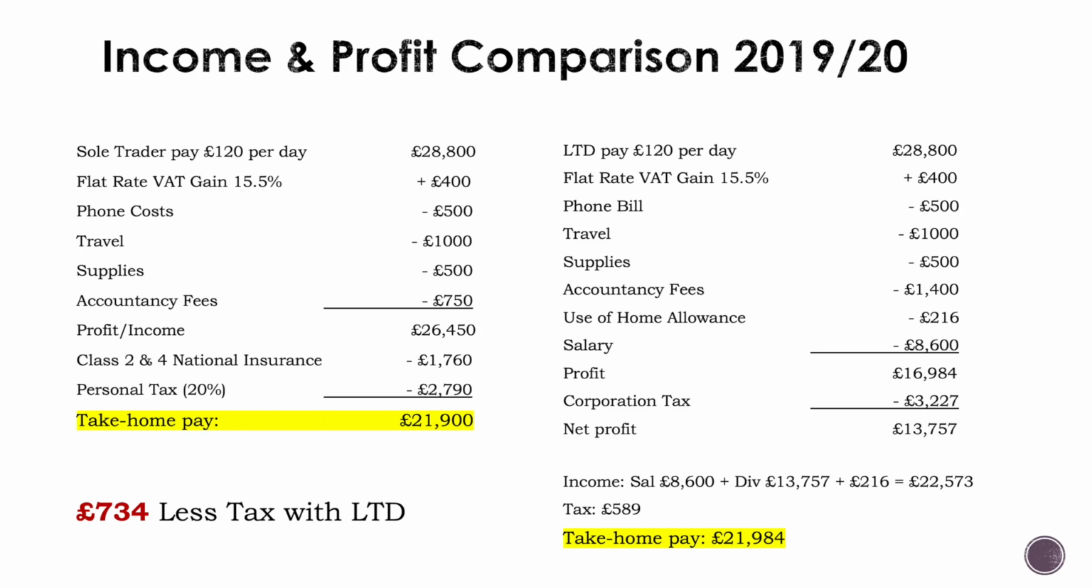So you have the flat rate VAT gain here, and you've also got the same expenses going through, like the phone, travel, supplies, all the same, apart from accountancy fees, which are higher because of the limited company. And you've also got use of home allowance, which is a special allowance for limited company directors. And then you've got salary here. Your salary is an allowable expense for the company. And this is a ballpark figure of the salary in 2019-20 that is most tax efficient for single directors.